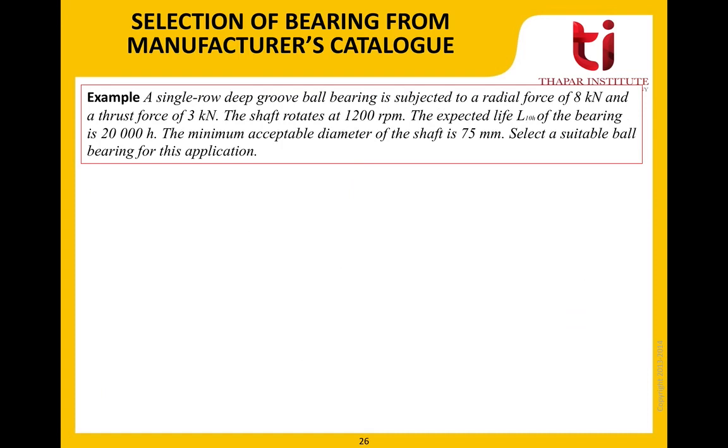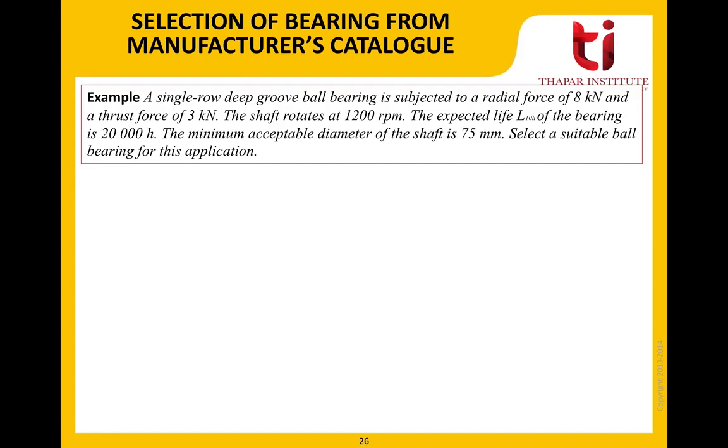Now the question is that a single row deep groove ball bearing is subjected to a radial force of 8 kN and a thrust force of 3 kN. The shaft rotates at 1200 rpm. The expected life L10H of the bearing is 20,000 hours. The minimum acceptable diameter of the shaft is 75 mm. Select a suitable ball bearing for this application.